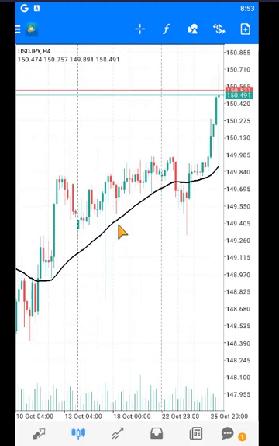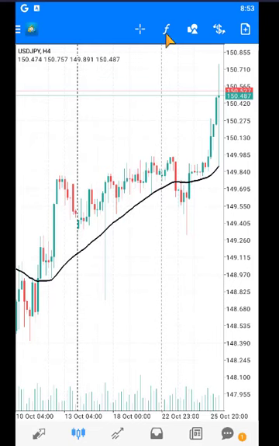So the color actually came out as black. Okay, now let's go ahead and use the black. The color doesn't really matter much. It's just for you to differentiate the two. So I've applied one. This is the 50 period moving average here. So I'm going to apply the second one.